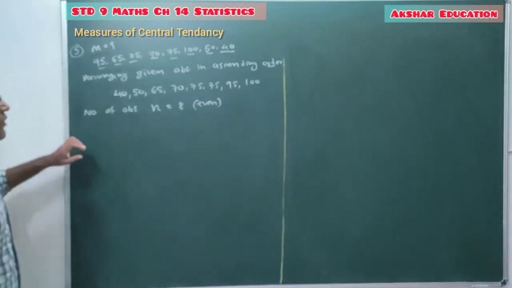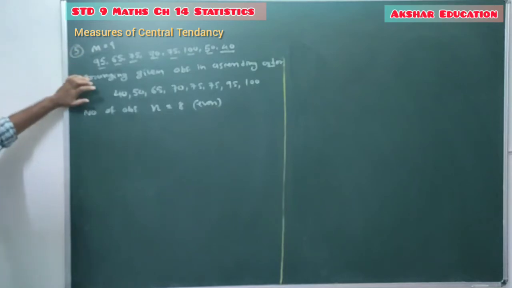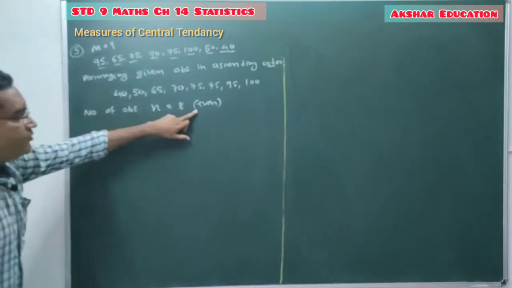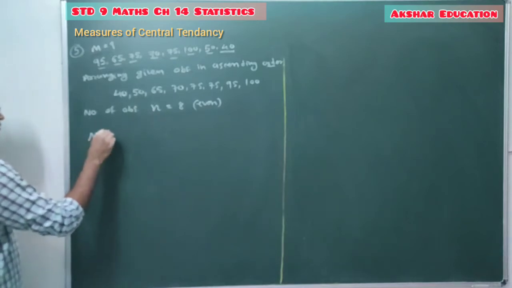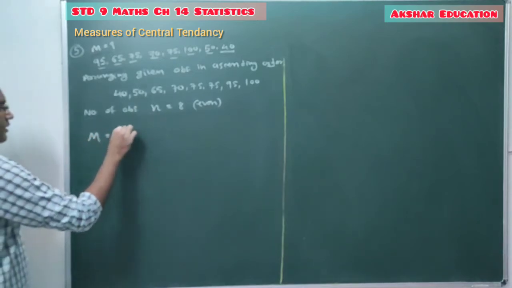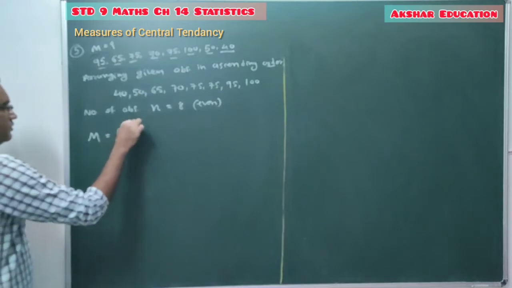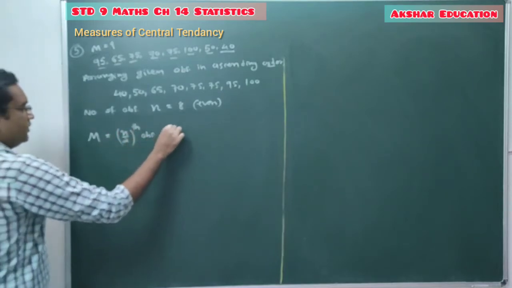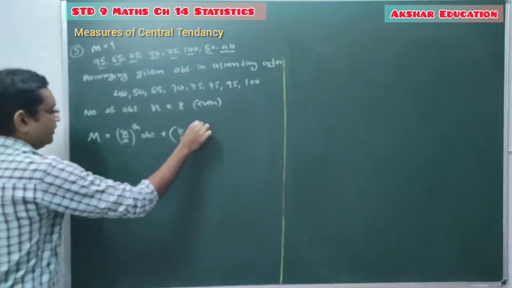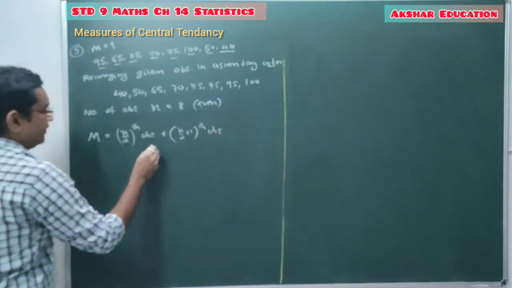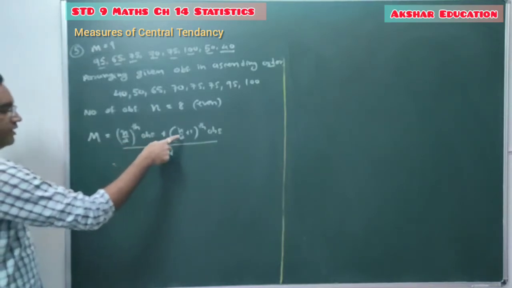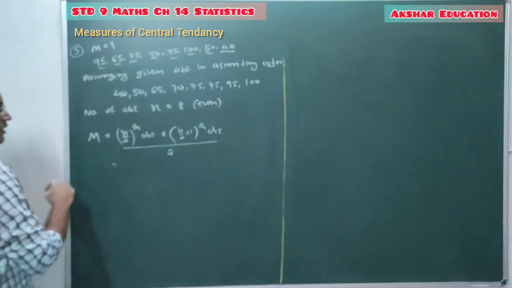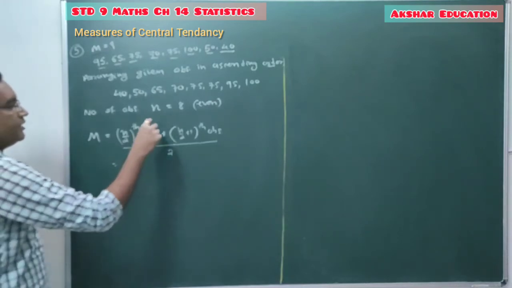Two formulas are there to find the median of any given data, based on the number of observations. Here the number of observations is 8, which is even. So for even data, the formula to find the median is the n by 2 observation plus the n by 2 plus 1 observation, divided by 2. It's the mean of the n by 2 observation and the n by 2 plus 1 observation. That is the median of the given data if the number of observations is even.